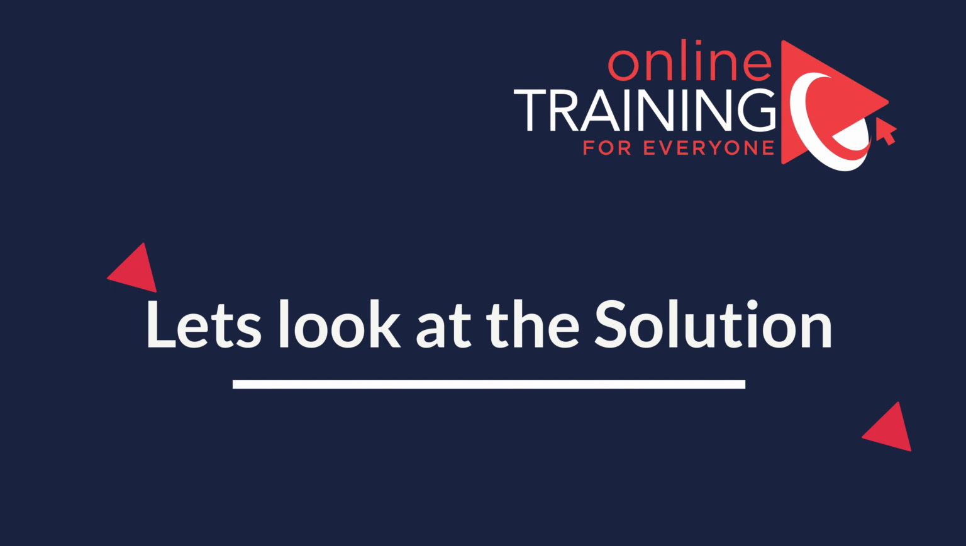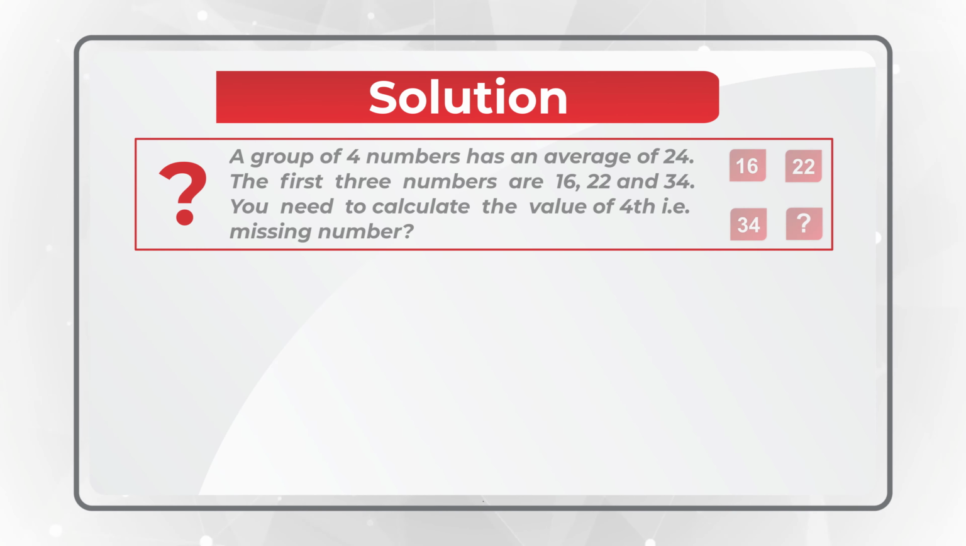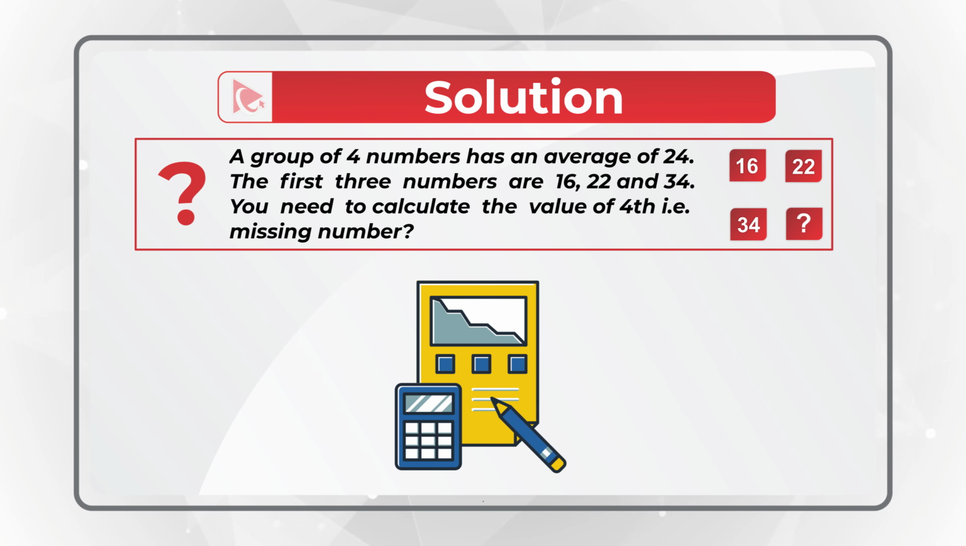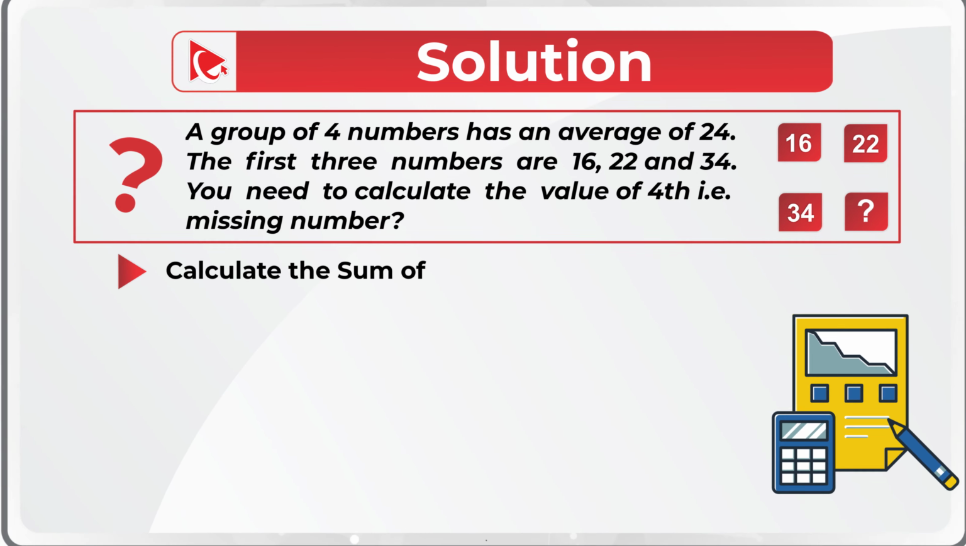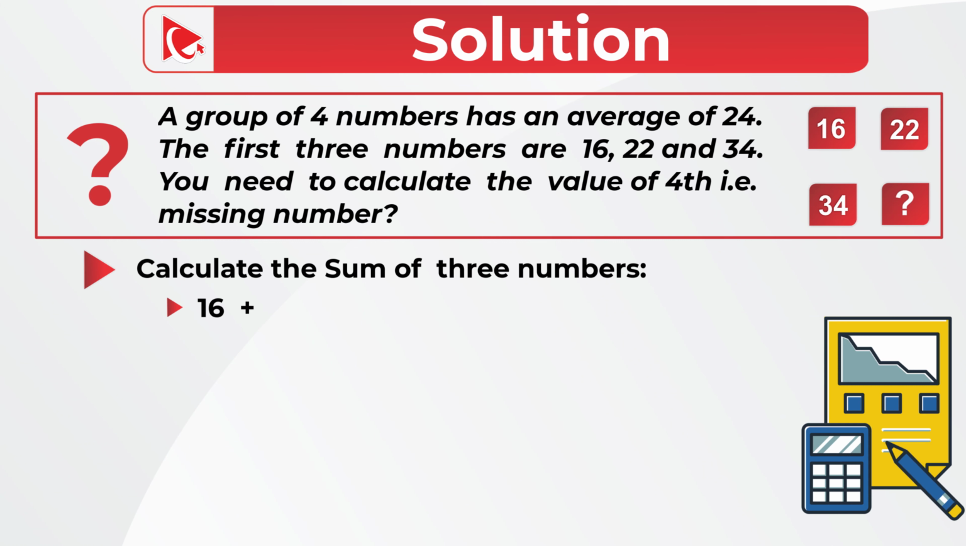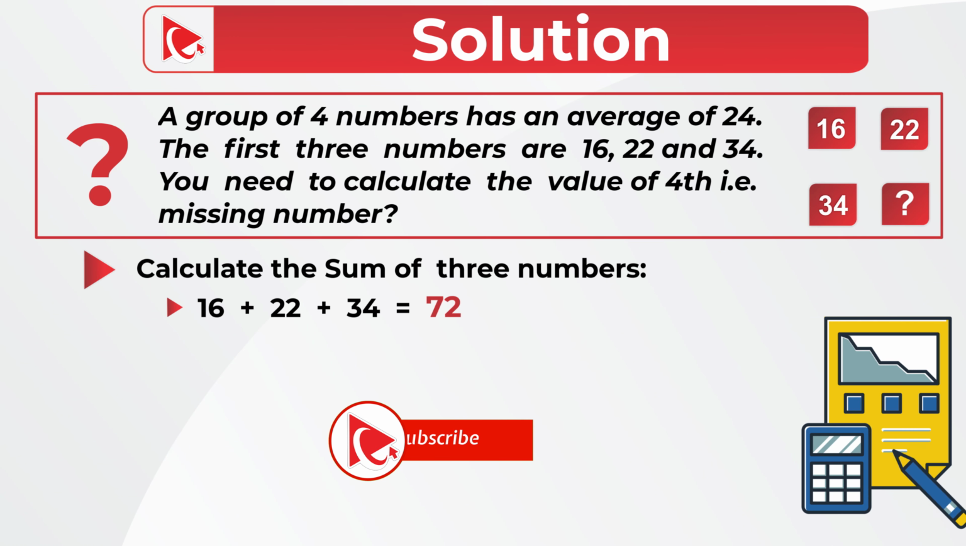Obviously, to solve it, you can plug in one of the 4 solutions instead of the missing number and calculate the average to see which one is correct. But we're going to take a different route. In the first step, we're going to calculate the sum of the 3 existing numbers: 16 plus 22 plus 34 equals 72.